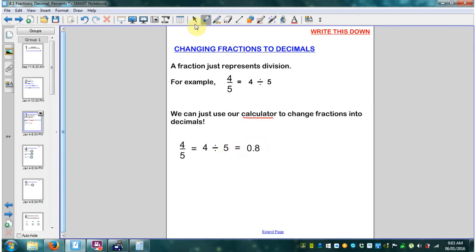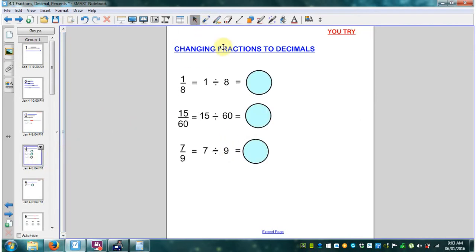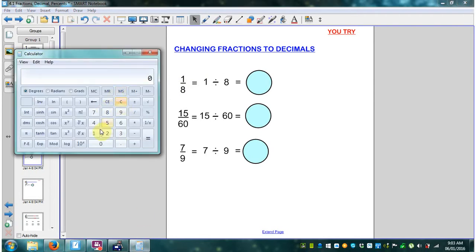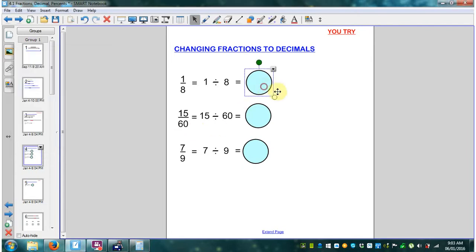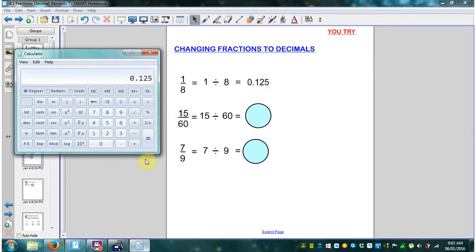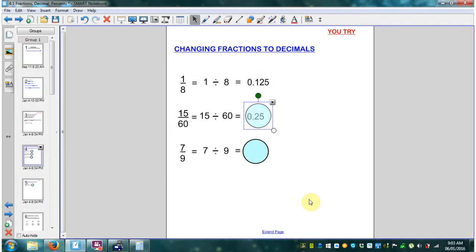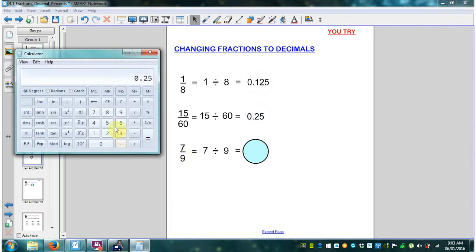Okay, by now you should have these notes down. Okay, so I want you to try now in your calculator and try as we go along. You don't need to pause the video because this will only take a few seconds to do. So changing fractions to decimals, 1 over 8. Okay, which is 1 divided by 8. Try it on your calculator. 1 divided by 8 should be 0.125. 15 over 60. So if we want to change that to a decimal, 15 divided by 60, 0.25. And 7 over 9, plug it in, 7 divided by 9.